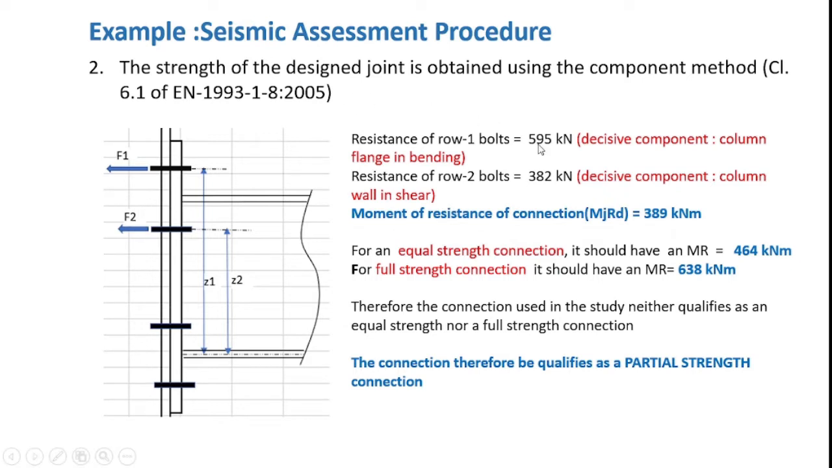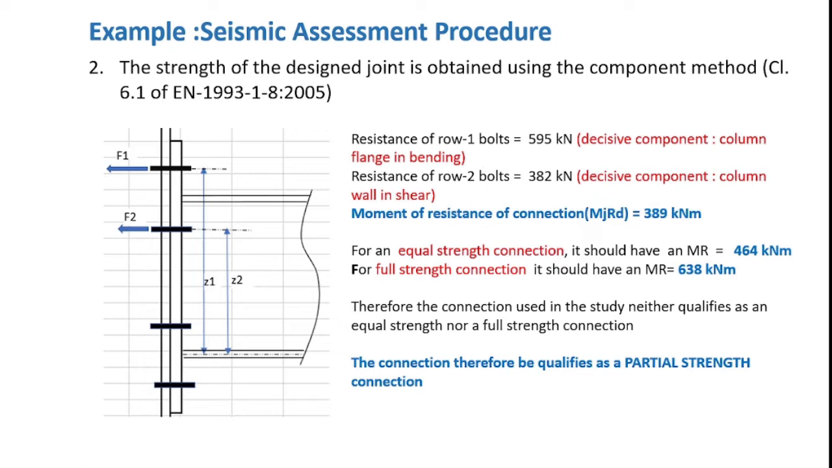So in this case, I have performed a component method calculation which provides me the resistance of row 1 of the bolts. Row 1 means the first row which stands above the tension flange of the beam. It has a resistance of 595 kilonewton, and here I have seen that the decisive component that governs the resistance of row 1 bolts is the column flange in bending.